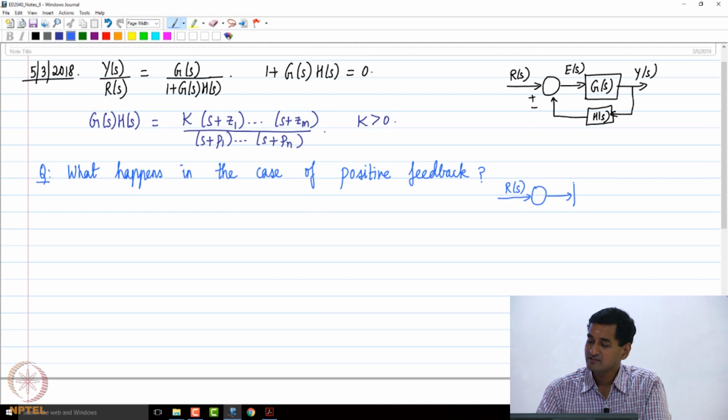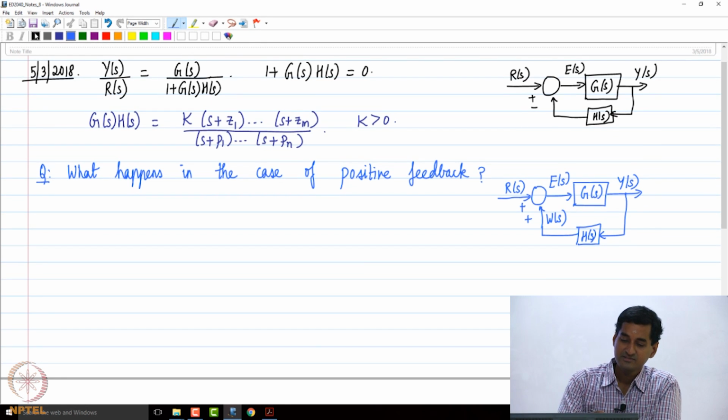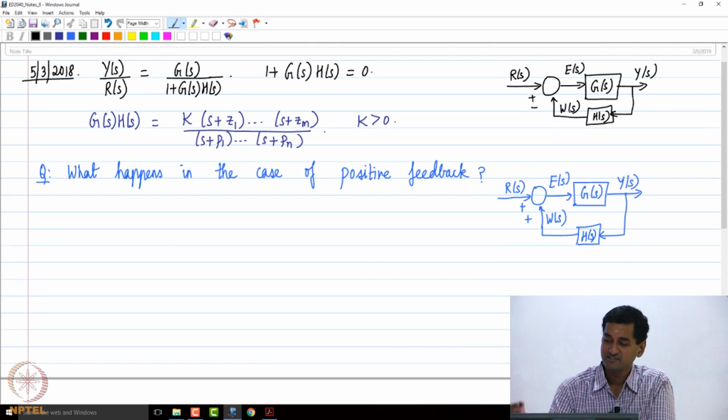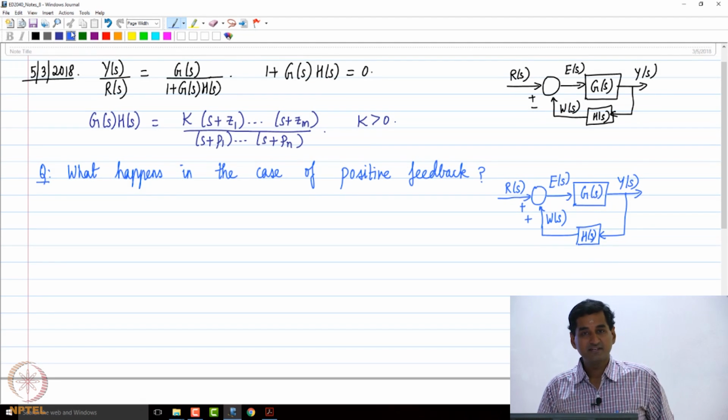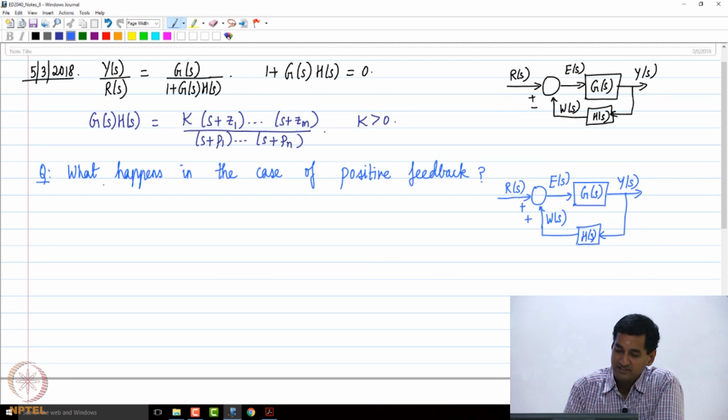Everything else remains the same, other than the fact that at the summing junction I am going to sum the two signals rather than subtracting them as we did before. So let us say due to some reason we had a structure like this. This was our signal W of s. So let us say we had such a case, positive feedback. Then what happens to the steps involved in the construction of the root locus? Let us answer that question and do an example today.